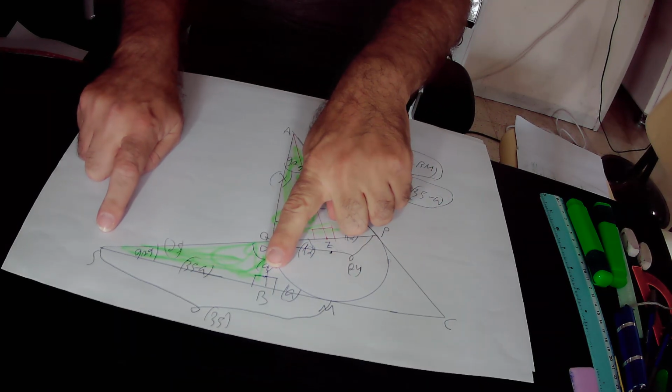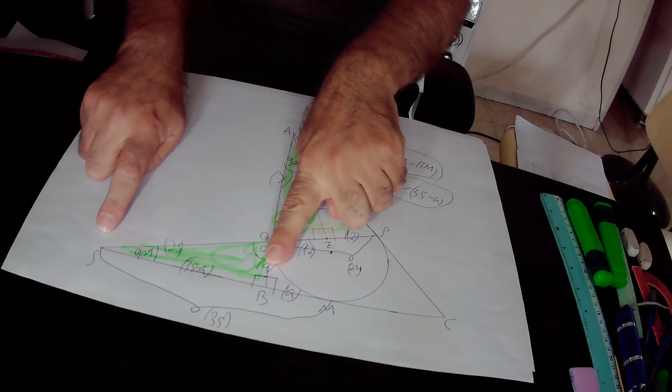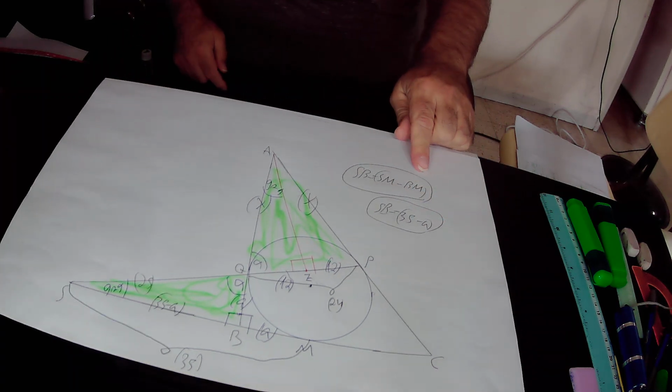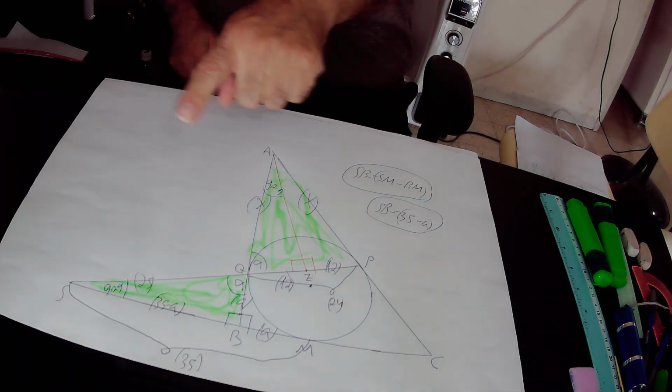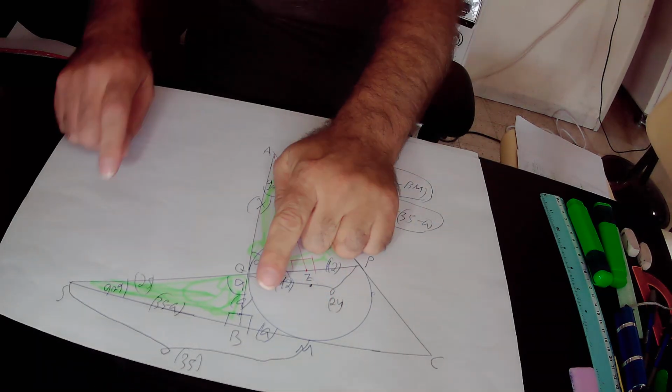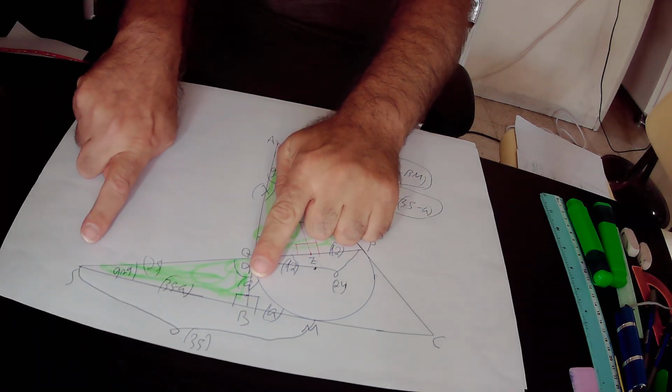What is the length of the missing side SB? SB equals SM minus BM. So SB in total equals SM, that is 35, minus BM, that is 8. So in total, SB equals 27 units in length.